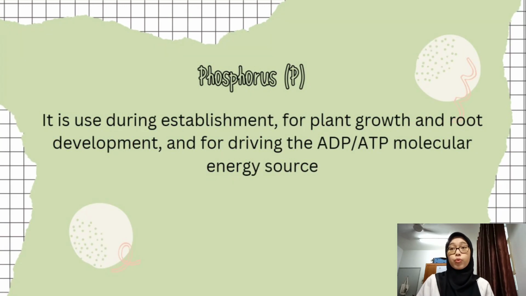Last but not least, we have phosphorus, also known as P. It is used during establishment for plant growth and root development, and for driving the ADP and ATP molecular energy source. Phosphorus also increases the bunch production rate and weight, and also the sex ratio of the oil palm. Phosphorus gives a positive interaction with nitrogen and potassium.